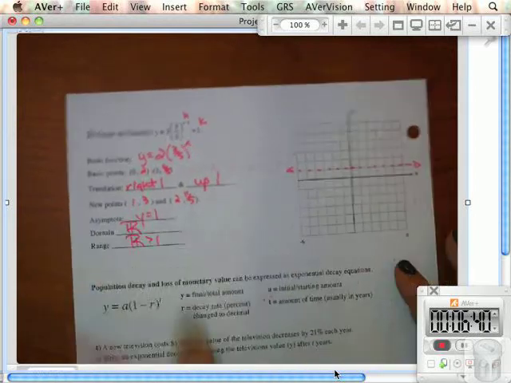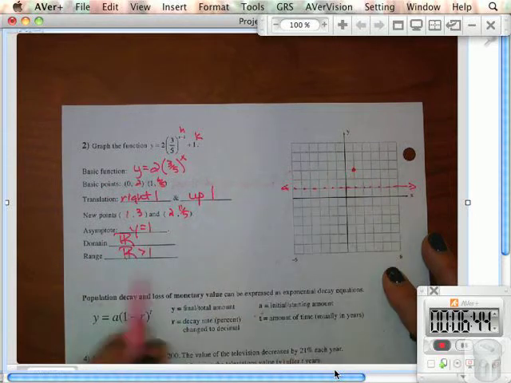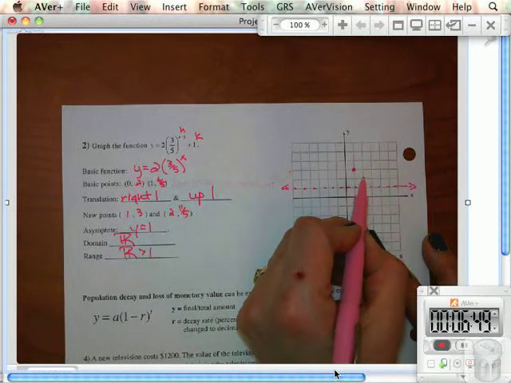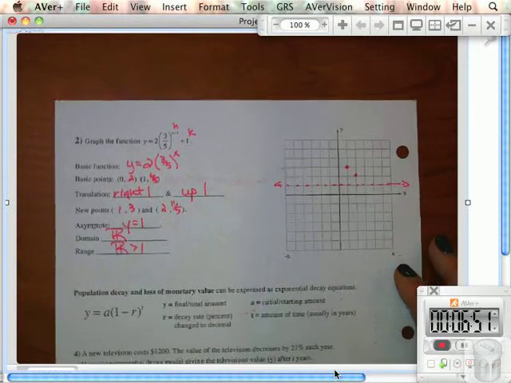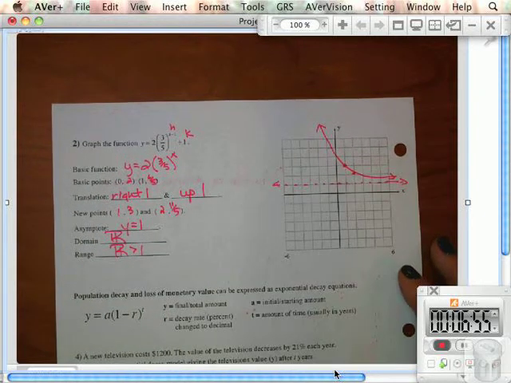So we plot these 2 points here, 1 and 3, and 2 and a little bit over 2. Something like that. That's it, okay? Graphing's pretty quick.